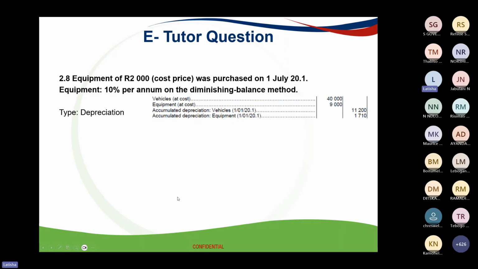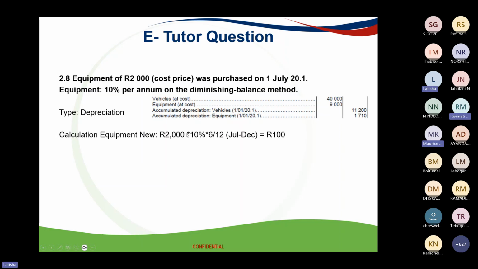Okay, so the first thing that we need to realize from this information is we see an asset, we've bought a new asset, and they've given us the depreciation policy. So we need to calculate depreciation on that asset. Okay, so the first thing we do is we've now got the new equipment, which is the 2,000 Rand. So you take the cost price of the new equipment, multiply it by the percentage, which is the 10%.